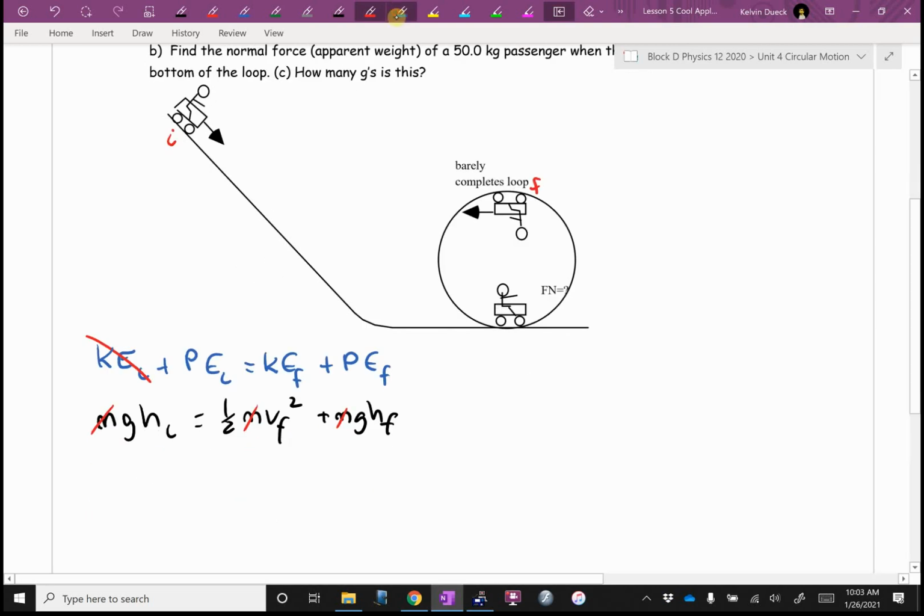So we end up with this. g h initial equals 0.5 v final squared plus g h final. And I'll divide by g eventually, but let's walk through and see if we know this. V final here, I don't know. But wait a minute. At the top of this loop, what path are we tracing out? You know what right here is a good job for? What are the forces acting on this coaster, Wes? Get the obvious one. Good. What else? Okay.